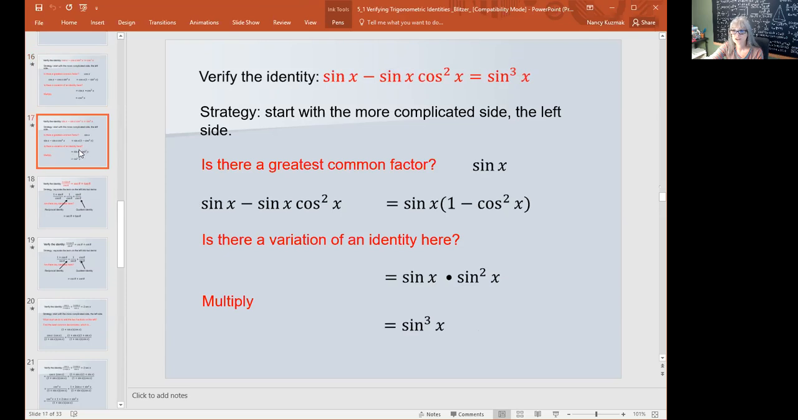All right, let's take a look at another one that uses the same exact principle, right? But in this case, my sine cubed, I'm going to be able to factor out a sine x, get my 1 minus my cosine squared here. Now I can pull out a sine, so I get sine x times 1 minus cosine squared x, and we already know that that was sine squared, right?